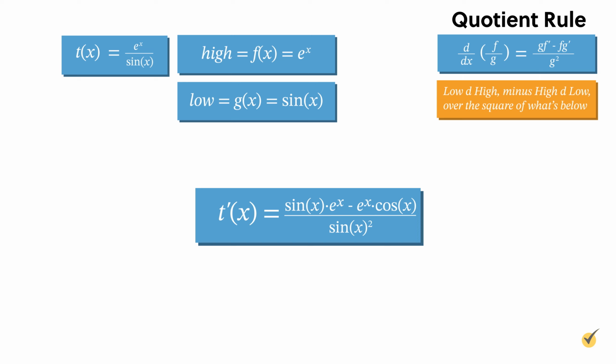Now remember, you can write the square of sine x as sine squared x. This is just a different way of writing the same thing. We can factor the numerator to clean it up a little, so that we have t prime of x equals e to the x times the quantity sine x minus cosine x, all divided by sine squared x. And that's our derivative. Let's try one last example.